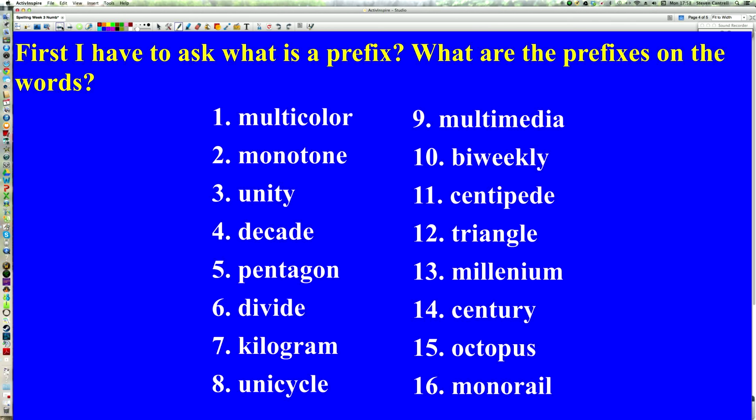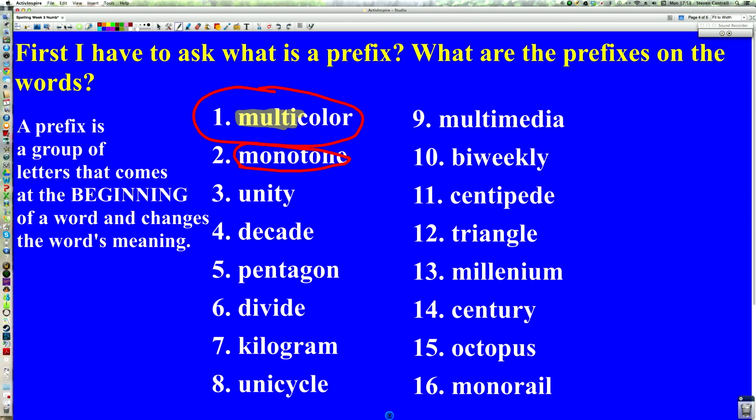That's pretty much all I have to say about the prefixes. If you have any other questions on it, we'll talk about it in class. Preview this, study these words. We'll take our pre-test on Tuesday. So I'll see you guys there.